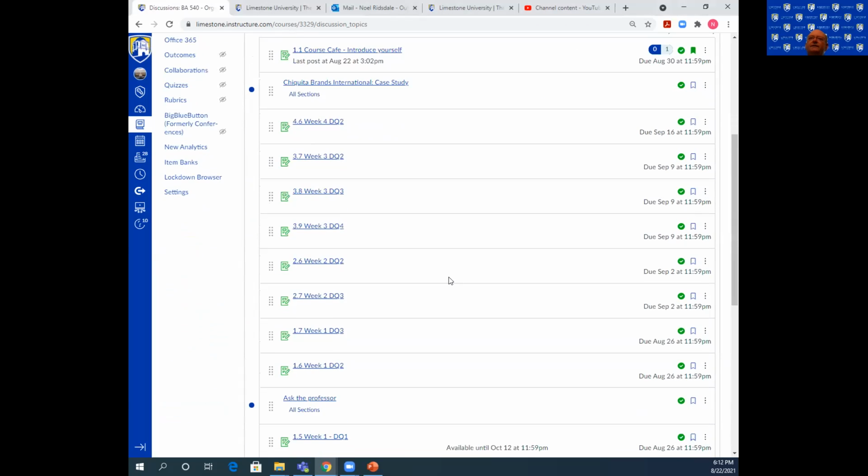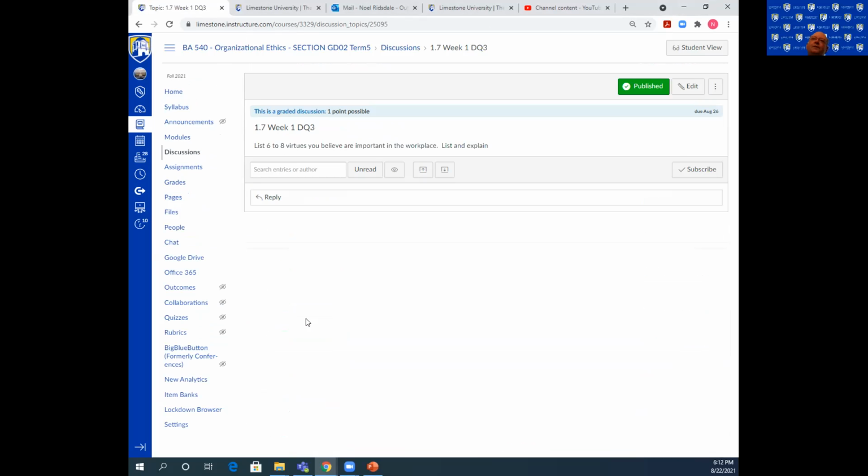The last one is discussion 3. This is 6 to 8 virtues that you believe are important in the workplace, and you need to list them and explain. You may have to look up virtues: they deal with morality and are guiding principles to morality, whether in the biblical sense, the philosophical sense, or some other standard. They're all virtues. So take a look at that, read through some of the discussions in the book, and think about what would be important. You need to list those and explain each one of them.